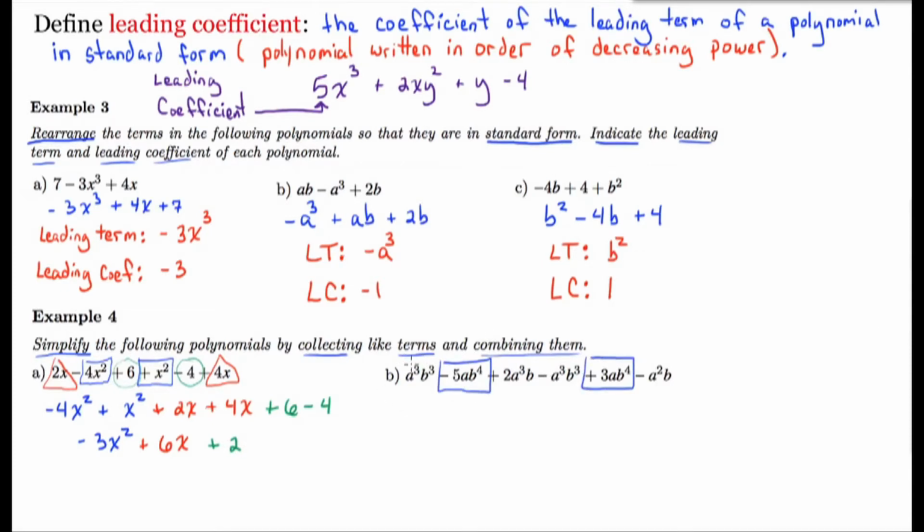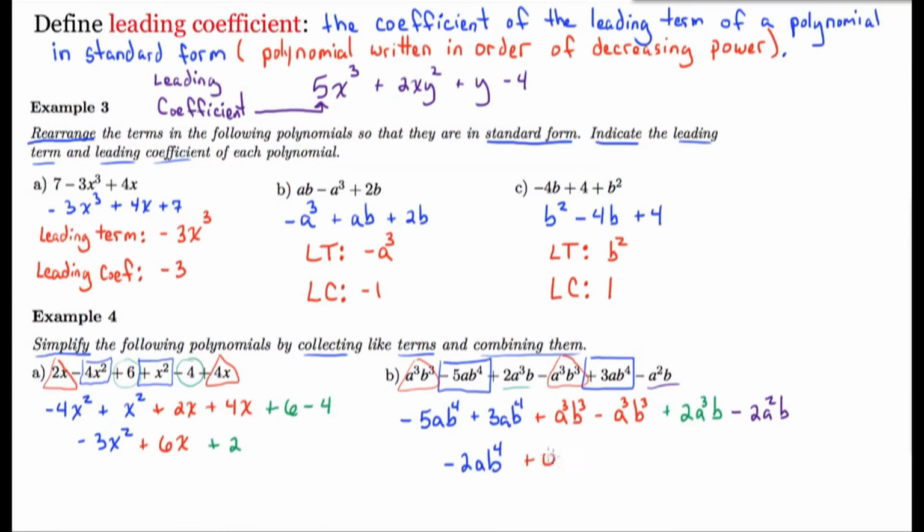Now sometimes we have multiple variables in a term. They still need to have the same exponents on each of the corresponding variables in order for it to be a like term. Notice these last two here, the 2a cubed b minus 2a squared b, because the a's have different powers on them, I can't combine those, so I just have to leave them alone as they are.